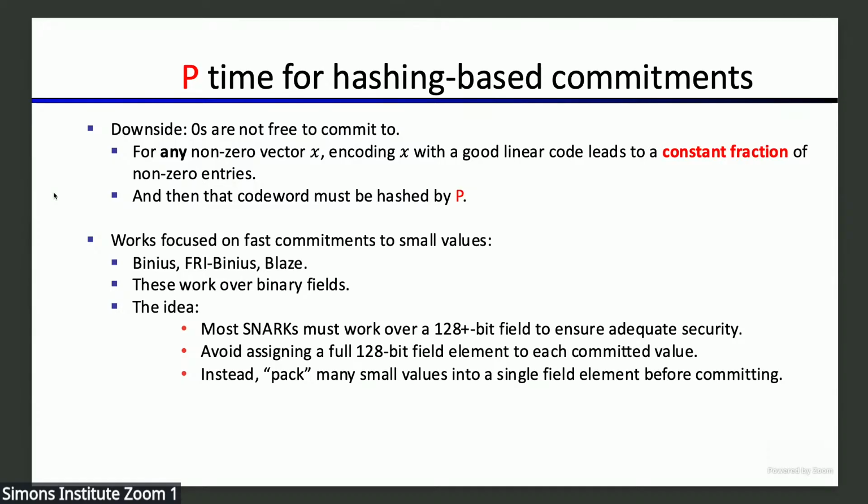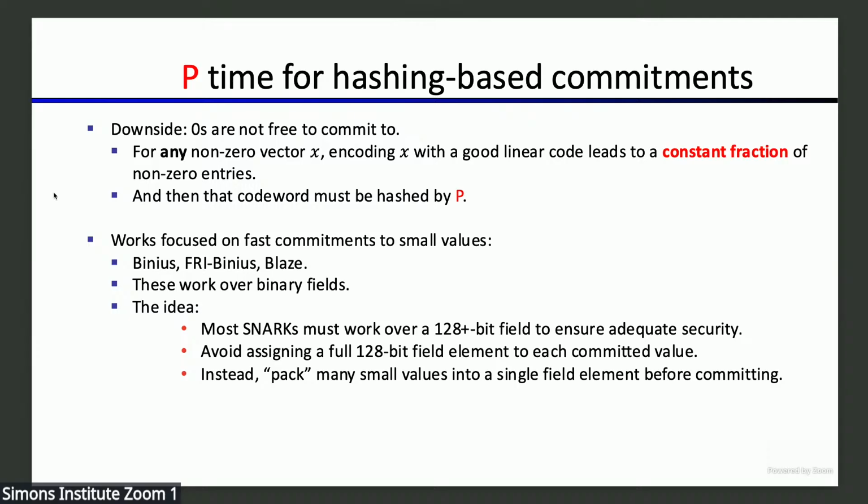Okay, so if I want to commit to a bunch of small values, let's just say a bunch of zeros and ones, the naive thing to do is just assign one field element to each value, right? And now just commit to all those field elements. These new works, especially Binius, which started this, and now there's Blaze, will take a whole bunch of those small values and pack them into a single field element, and then commit to the packed things. If you're committing just to a bit vector, this will let you commit to 128 times fewer field elements than if you didn't do the packing. Okay, that's the main idea.